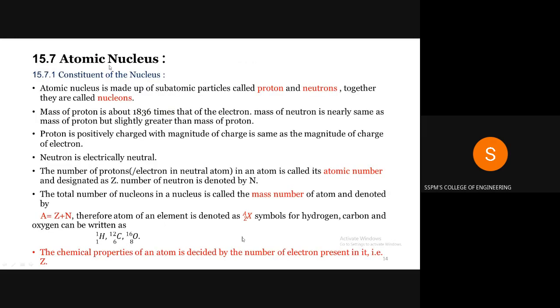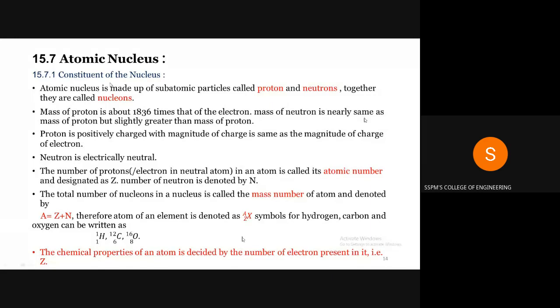Now the concept of atomic nucleus. What is that? Constituents of the nucleus. Atomic nucleus is made up of subatomic particles called protons and neutrons. Together, they are called nucleons. Mass of proton is about 1836 times that of an electron.